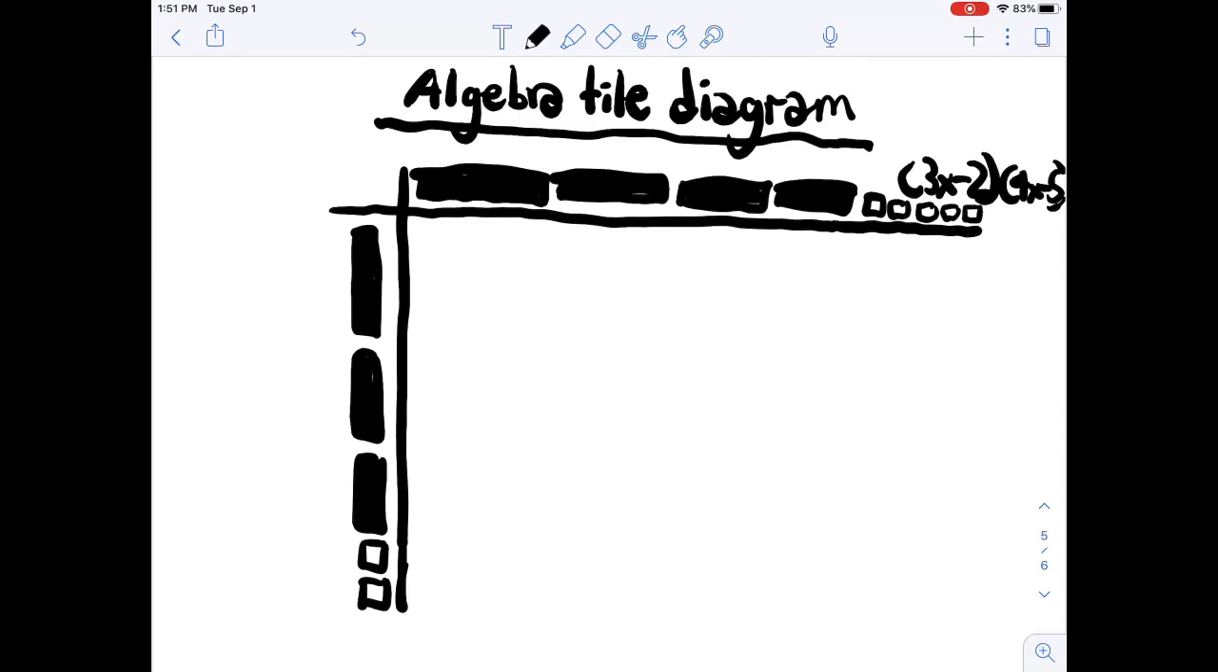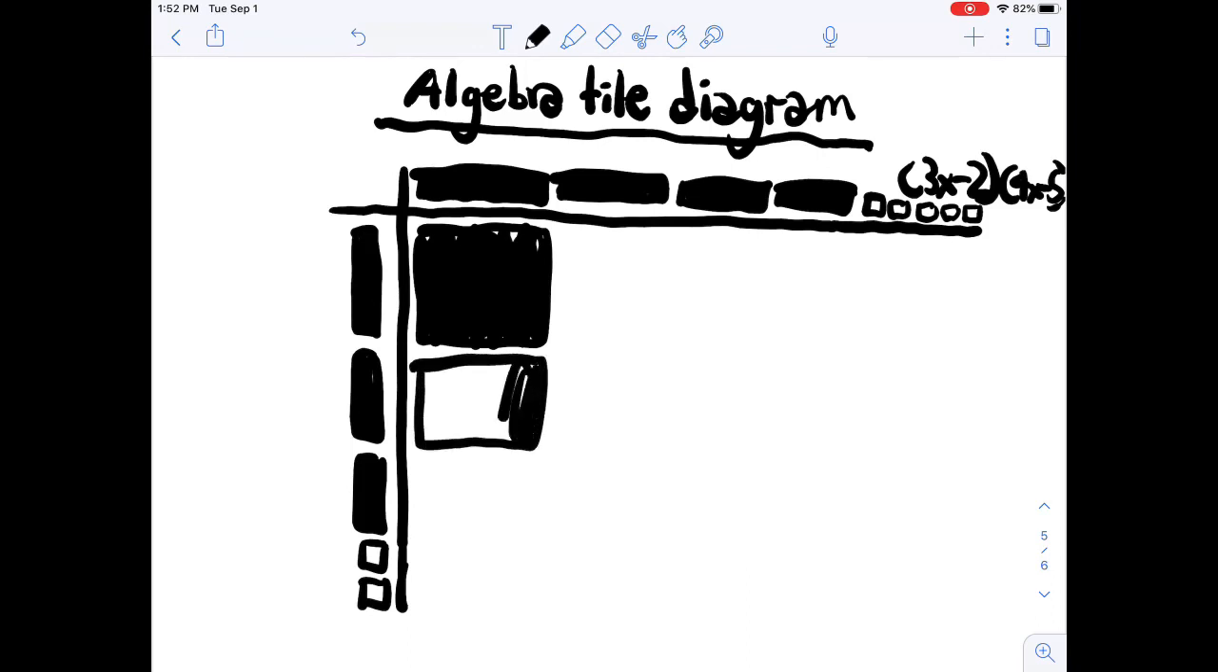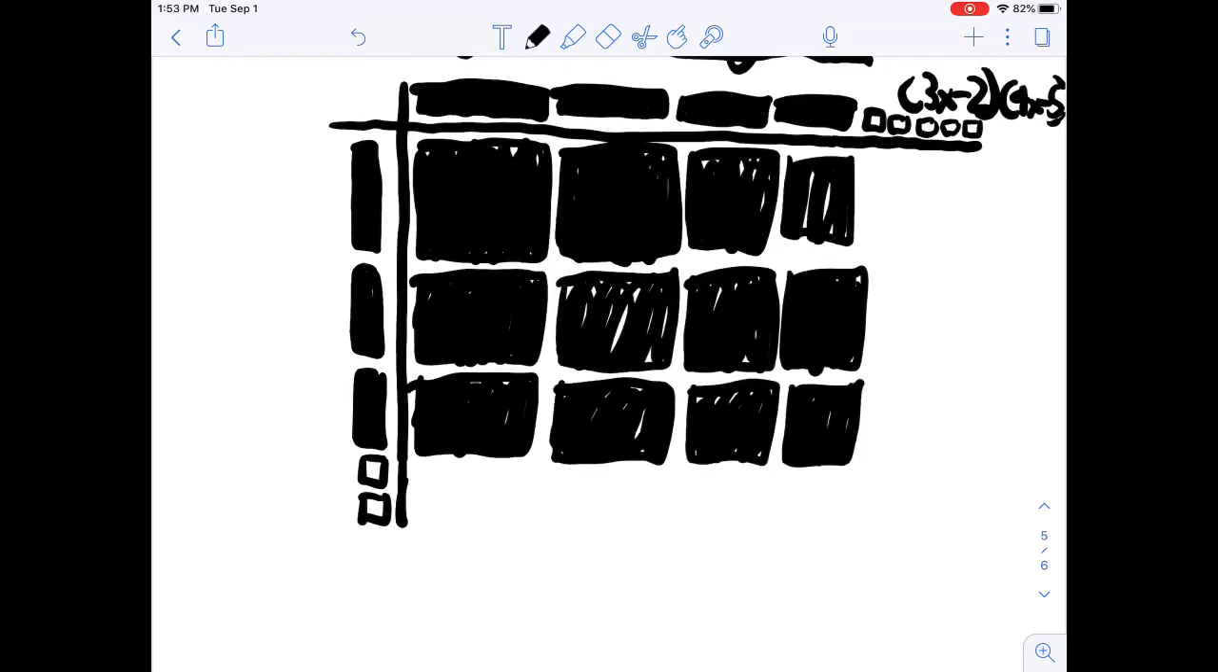And from here we solve. 1 rod times 1 rod, if they're both positive, equals 1 big square that's shaded in. And we're going to do this 12 times because there are 4 rods on the top and 3 rods at the side. And so we end up with 12 positive x squareds.